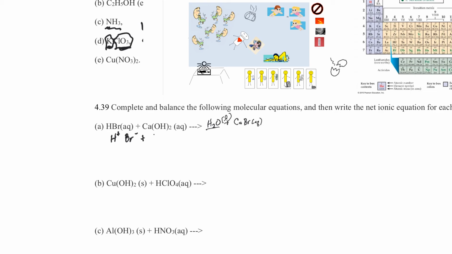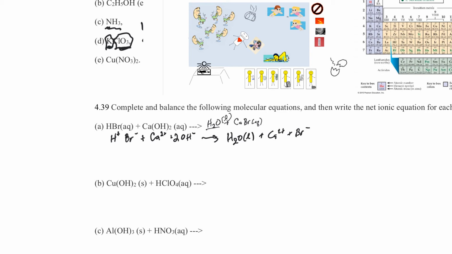Then you're going to have calcium. Calcium is 2 plus, and 2 hydroxides. Okay, because you have got that subscript 2. So on the left side, you've got hydrogen ion, bromide anion, calcium ion, and 2 hydroxide polyatomic anions. On the right, okay, I've got H2O, which is a liquid. That's what I'm actually making. And I have calcium 2 plus and bromine 1 minus.